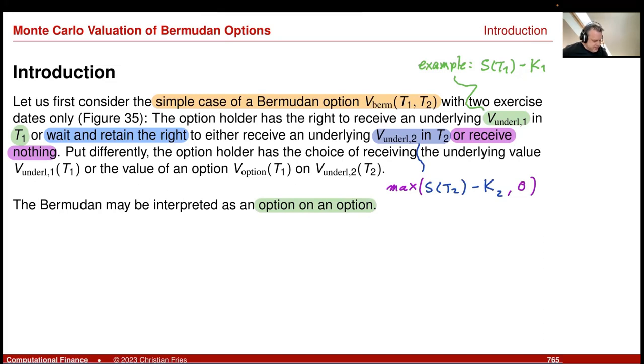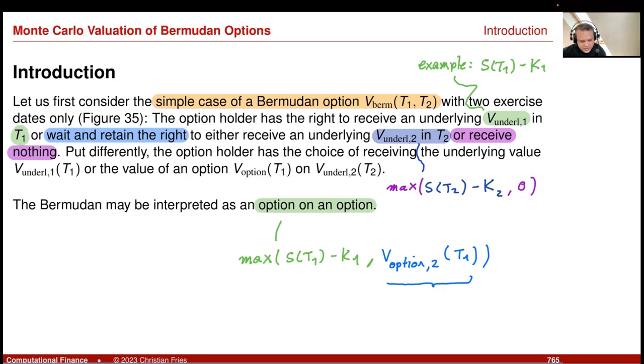Well, you would of course choose the maximum value. So what do you get if you exercise now, compared to the value of the option that pays in T2, but the value of this option observed in T1? So we have to perform a valuation of future cash flows, future payments, in time T1. Here you can just write down the valuation formula: it is the expectation under the equivalent martingale measure of the future payoff.